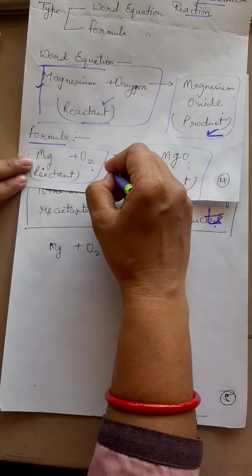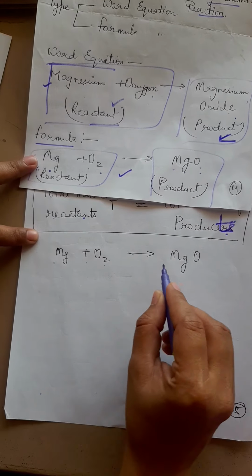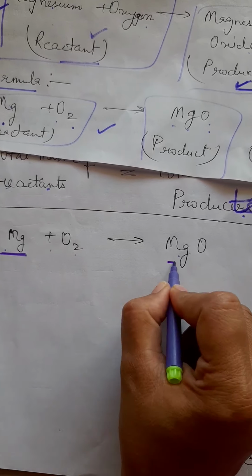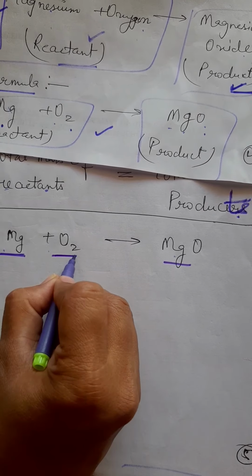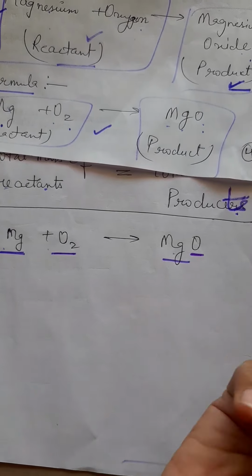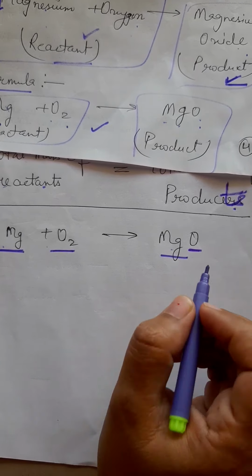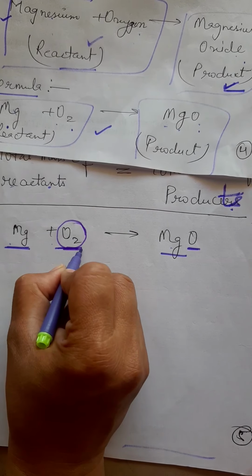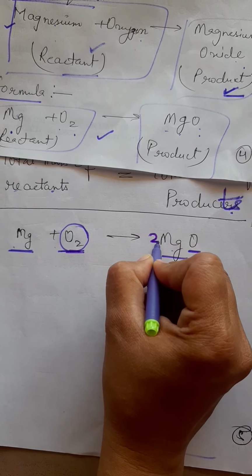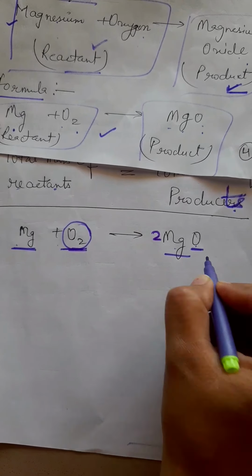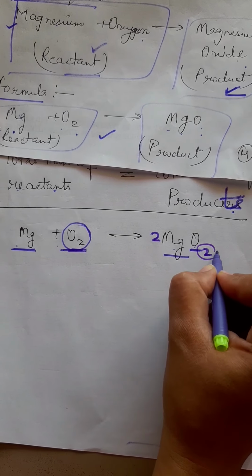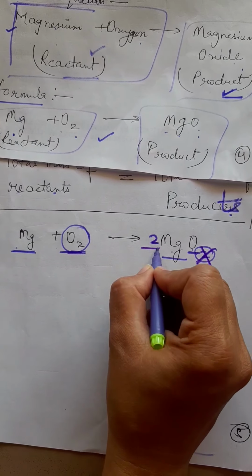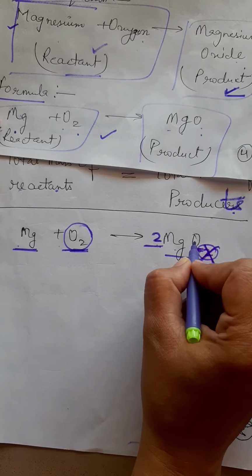Here I have taken the same example again, Mg plus O2 gives MgO. You can see there is only 1 Mg on both sides. Oxygen is 2 on the left but 1 on the other side. So what do we have to do? We have to balance it. Since there are 2 oxygen atoms, we write 2 in front of MgO to make oxygen 2. We cannot write 2 as a subscript, because it changes the property of the substance. That is wrong. We write 2 in front, which makes the number of oxygen atoms 2.